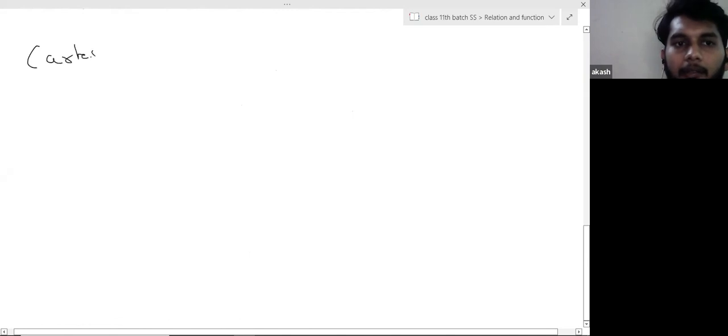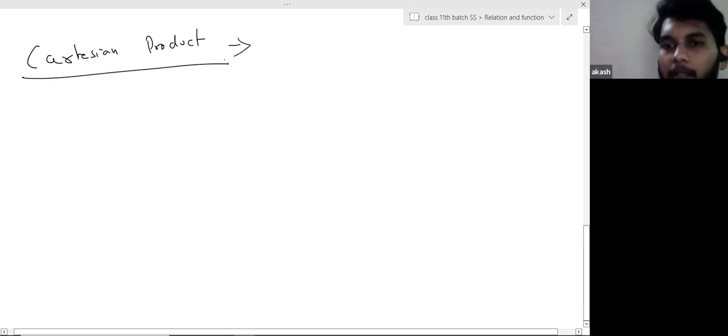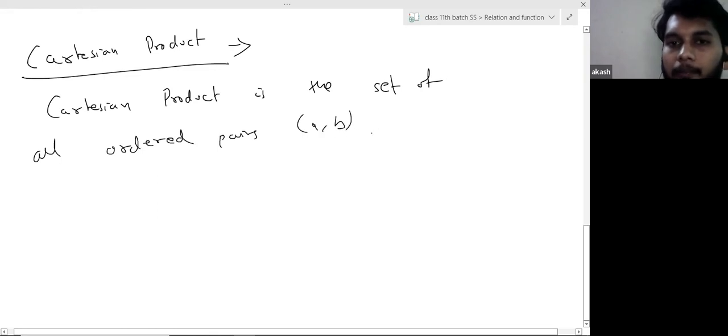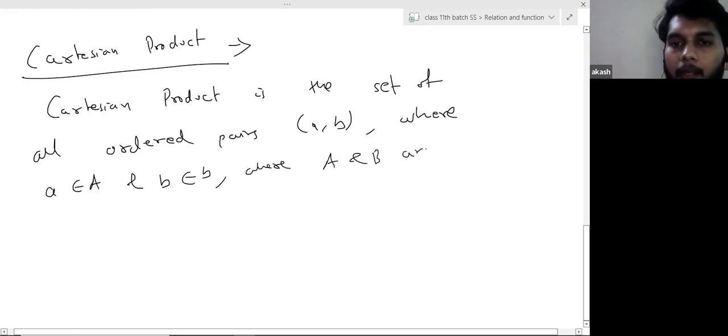Now, Cartesian product. This is a very important part in relations and functions. What is Cartesian product? Cartesian product is the set of all ordered pairs a comma b, where a belongs to A and b belongs to B, where A and B are two non-empty sets.